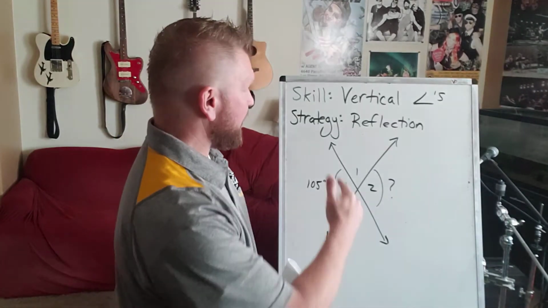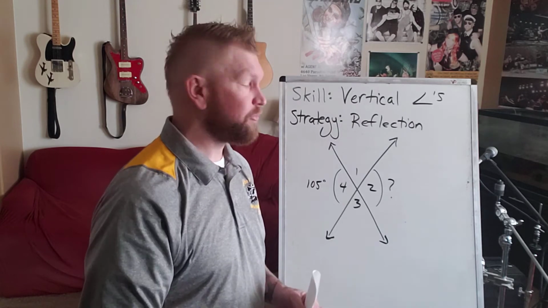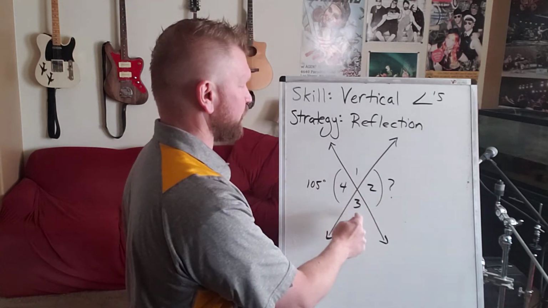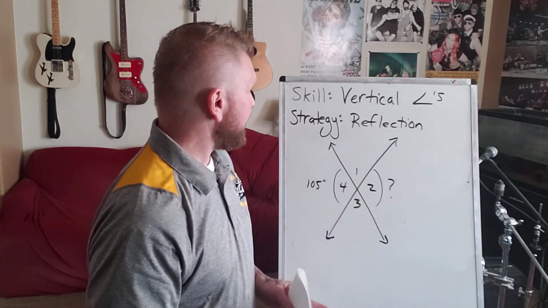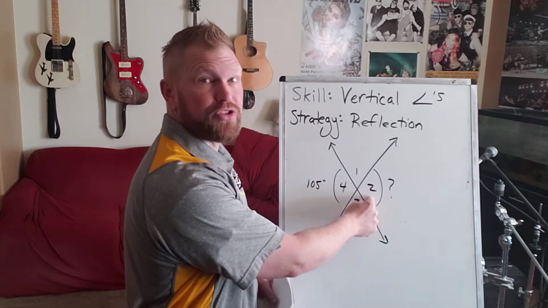Okay, for this question, we've got these two lines that are intersecting, and when those two lines intersect, it creates four different angles: angle 1, angle 2, angle 3, and angle 4. We're given that angle 4 is 105 degrees. The question is, what is the measurement of angle 2?